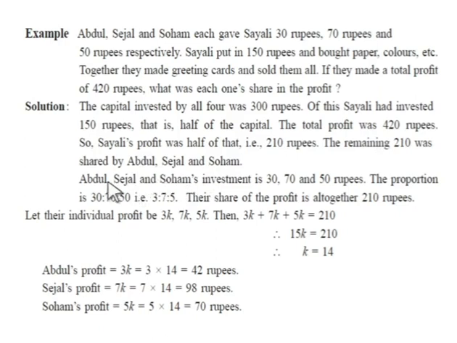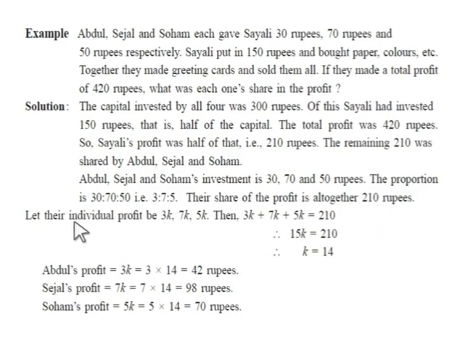Now let us see the share of investment of Abdul, Sejal and Soham. It is 30, 70 and 50 rupees. Therefore the proportion will be 30 is to 70 is to 50. So divide it by 10, you will get 3 is to 7 is to 5. So the share of the profit is altogether 210 rupees.